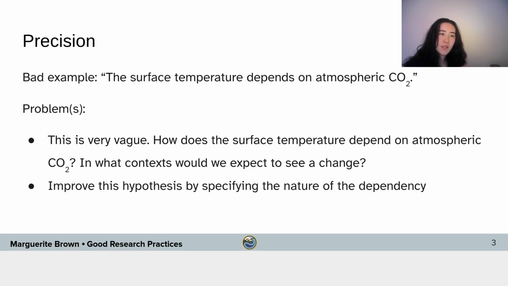So first we'll talk about precision. And as a bad example, let's consider the hypothesis: the surface temperature depends on atmospheric carbon dioxide. What are the problems with this? This is very vague. How does the surface temperature depend on atmospheric carbon dioxide? In what contexts would we expect to see a change? We can improve this hypothesis by specifying the nature of the dependency.